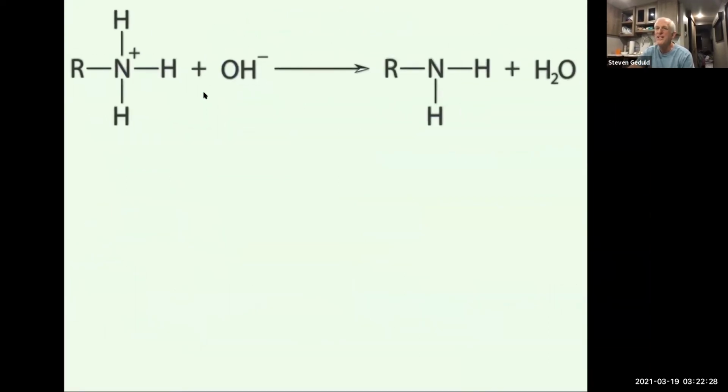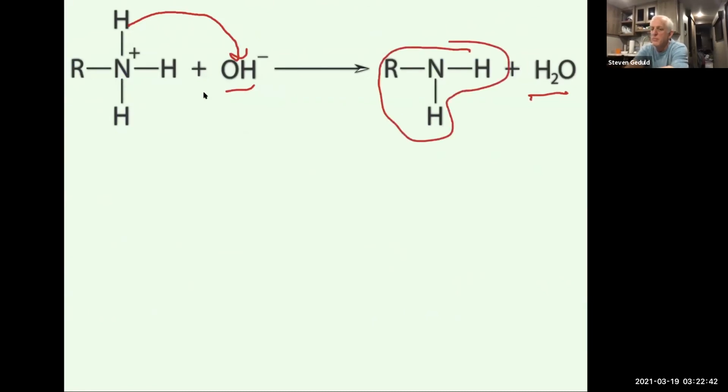So there's our ammonium salt, with OH. So what's going to happen? Put a base in here. The base is going to pull this hydrogen off here to form water, and it's going to leave our primary amine. So there's your alkyl ammonium salt, hydroxide ion to neutralize it, and your amine and water are formed.